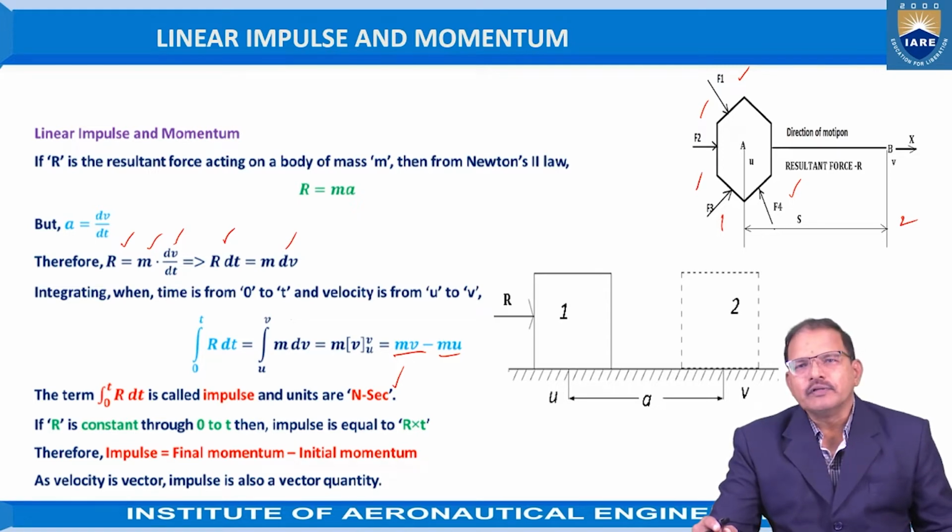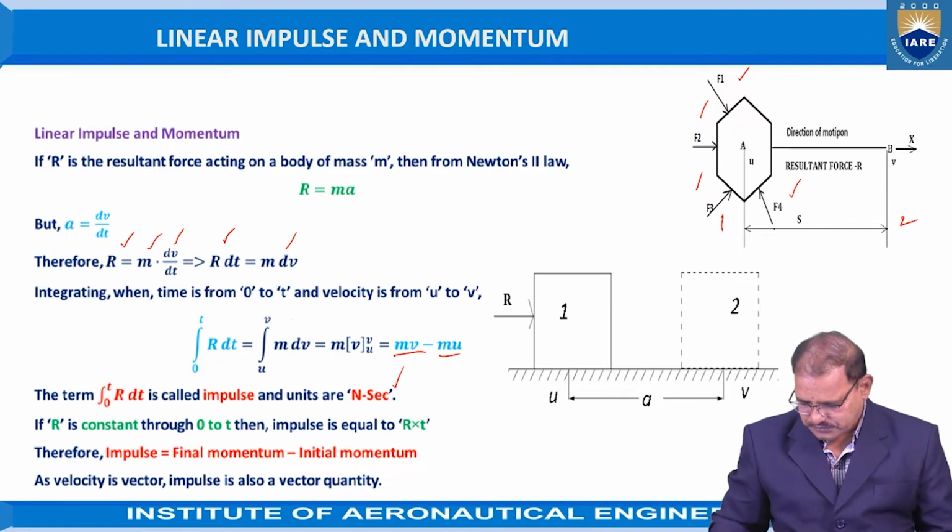Here, R is the resultant force acting on a body; it is a vector quantity. It is multiplied by the scalar time. Hence, this R into dt is treated as a vector quantity, and the change in momentum, which is the final momentum minus the initial momentum, is also a vector quantity.